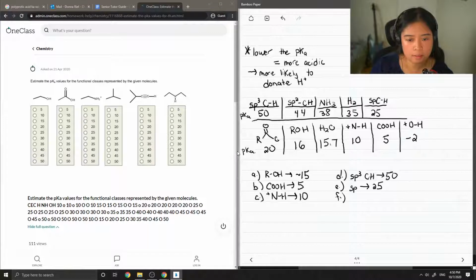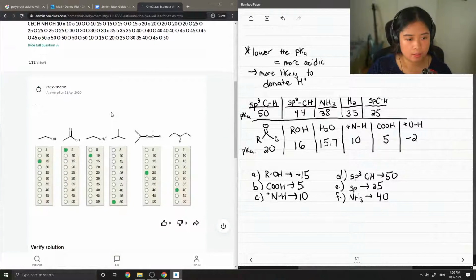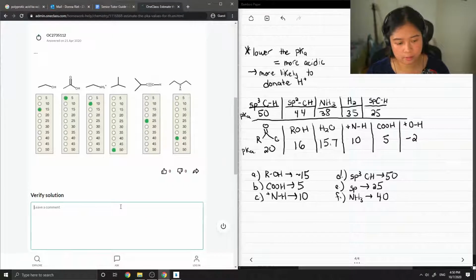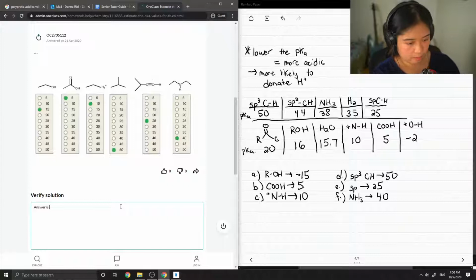And lastly, we just have this amine group, and just write down N3. This is a secondary amine. So I'm just going to say that it's around 40. I'm just going to verify the answer here. So they had 15, 5, 10, 50, 25, and 40. So therefore, this answer is correct.